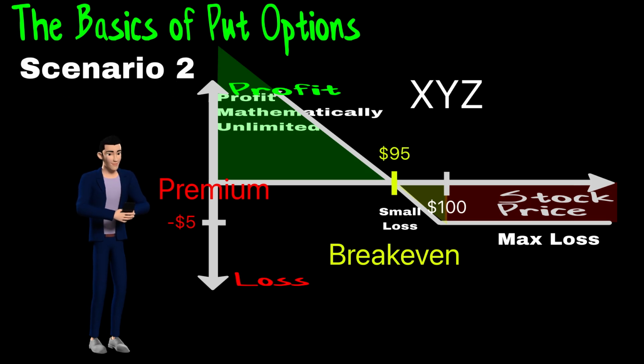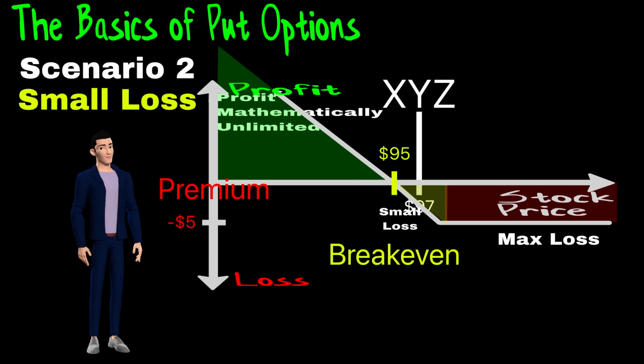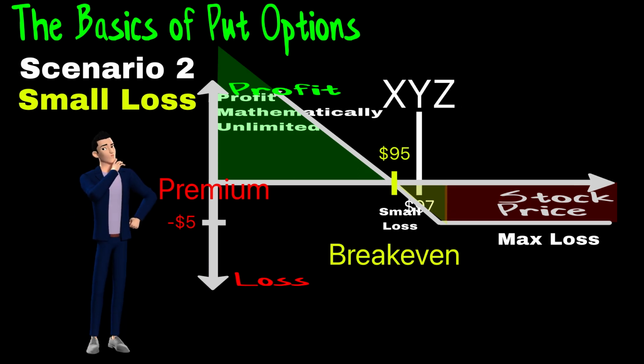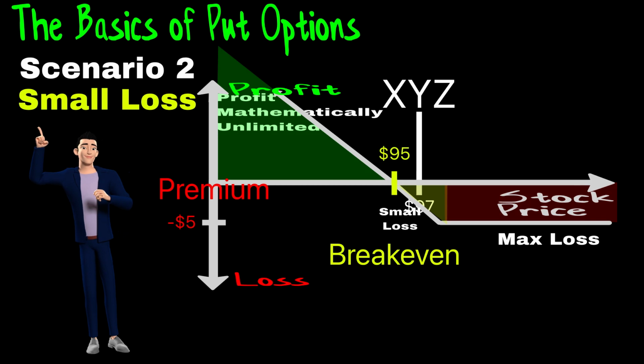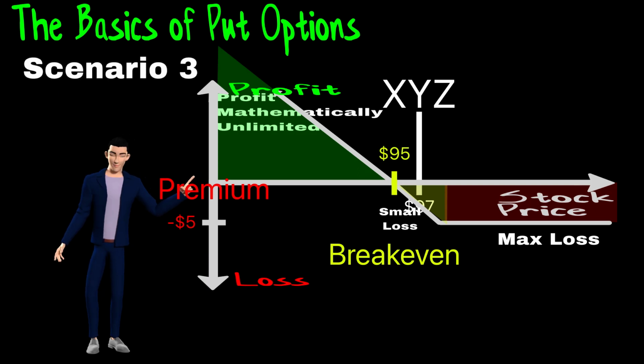Scenario 2, the lawsuit was not as bad as Brad feared, and the price of the stock dropped a little. So the stock price went from $100 to $97 a share. So Brad sells his option for $3 per share or $300. However, remember, Brad paid $5 per share or $500 for the option, so Brad will still lose $2 per share or $200.